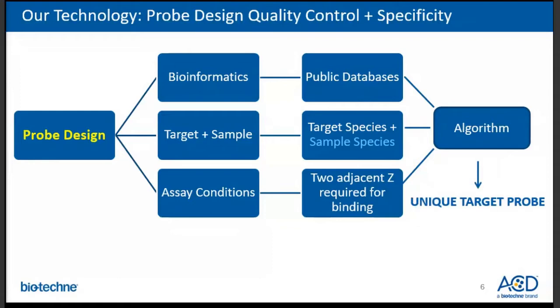So we perform these in silico verifications for RNAscope probes and also for BaseScope probes. The probe design algorithm selects the oligos with compatible melting temperatures to provide this unique target probe for your use. There's a verification step at every process here to make sure that your probe is specific to the target.